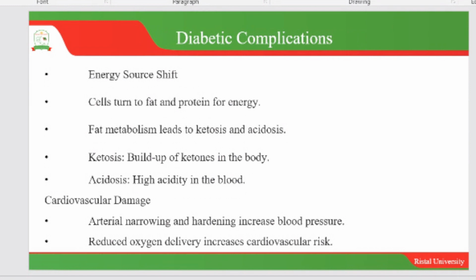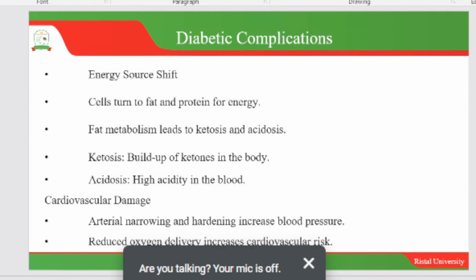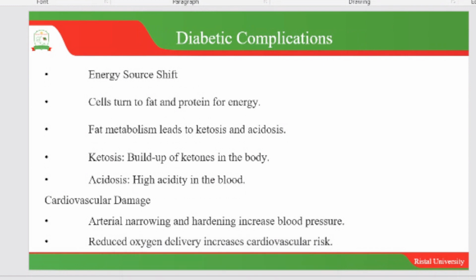Another complication is cardiovascular damage. Arterial narrowing and hardening increase blood pressure. So that is the reason why when someone is diagnosed with diabetes, it will not be long. Soon, the person will also be diagnosed with hypertension. Then reduced oxygen delivery will occur as a result of the arterial narrowing and hardening of the arteries.